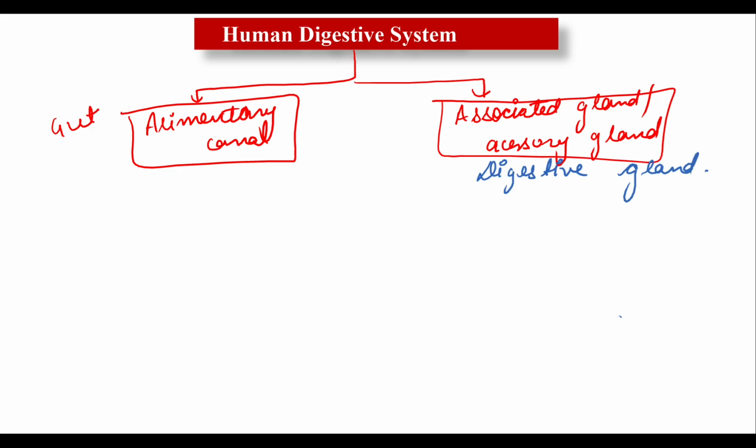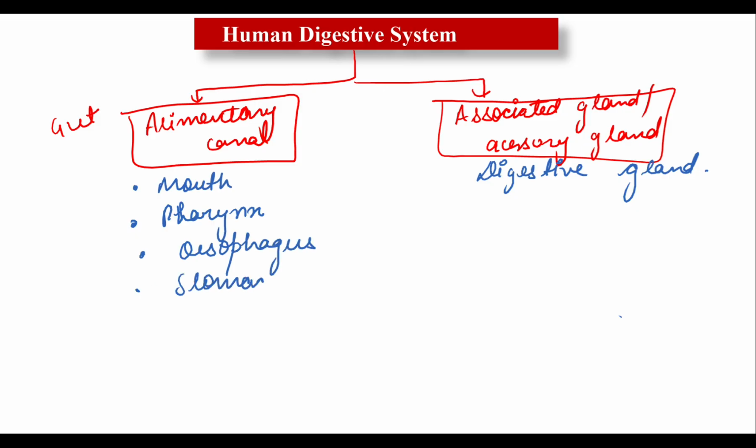Clear? The alimentary canal consists of different organs such as the mouth, pharynx, esophagus, stomach, small intestine as well as large intestine. So these are the different organs present in the alimentary canal. Here digestion occurs. Clear? Now can you tell me the definition of digestion? Breakdown of complex food substances into simpler form.